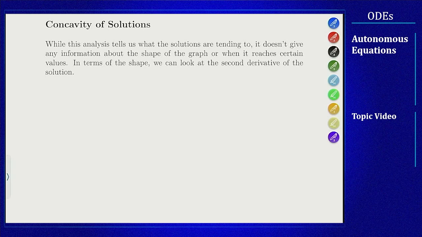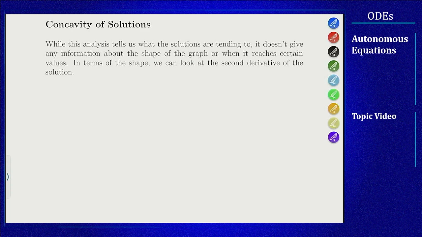In this video, we're going to look at how we can use concavity of solutions to get the shape of graphs for autonomous equations, not just where they're heading. We've talked a lot so far about how we can tell the long-term behavior of solutions to autonomous equations by using stability and phase line graphs. But now I want to figure out more about the actual shape of these curves and what we can do to figure that out.